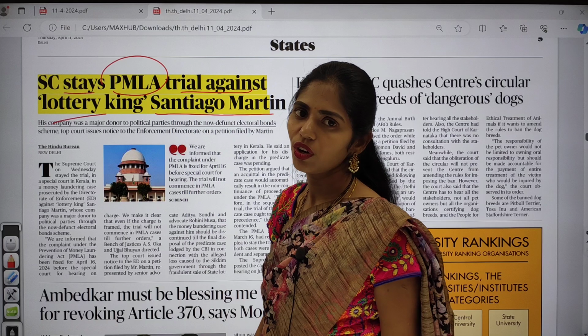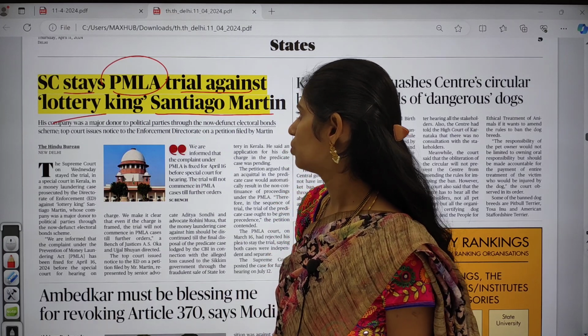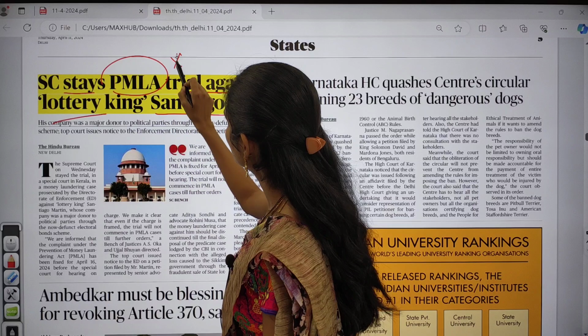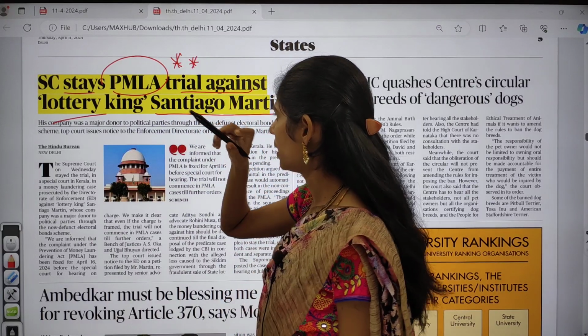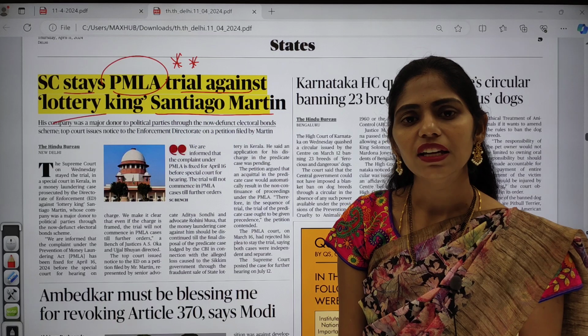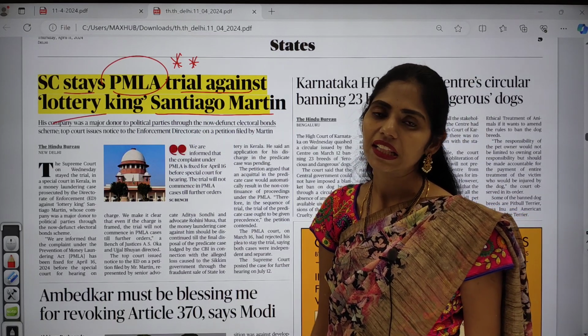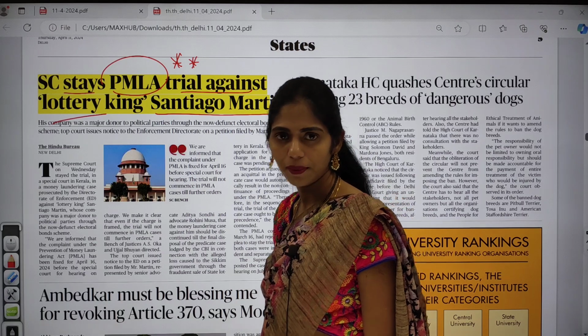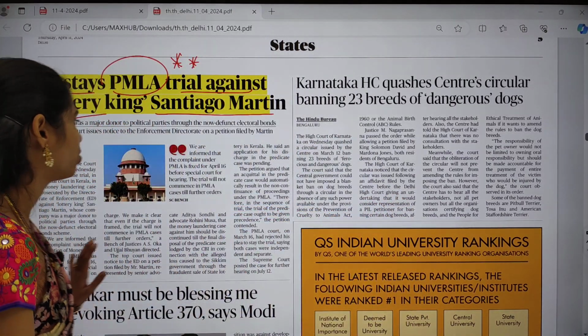Santiago Martin. So we are not going to see what is this case, who is this lottery king, from which state. But the very important topic here is PMLA, that is Prevention of Money Laundering Act. So there is a high chance of getting questioned regarding this Prevention of Money Laundering Act in your examination, that too in your prelims. So you have to focus on this.